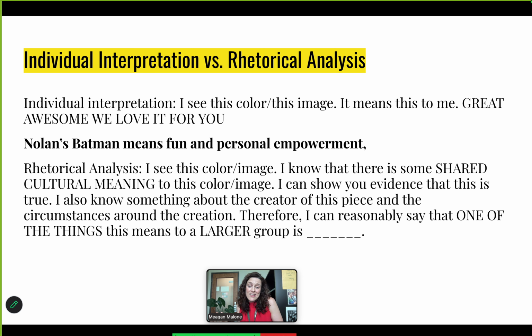I can look at some analysis of color. I can look at some historical uses of that color and show you that. I can show evidence this is true. I can also talk about the context of when this was made. I can talk about who made it. I can talk about the history of it. I can talk about the circumstances around the creation.